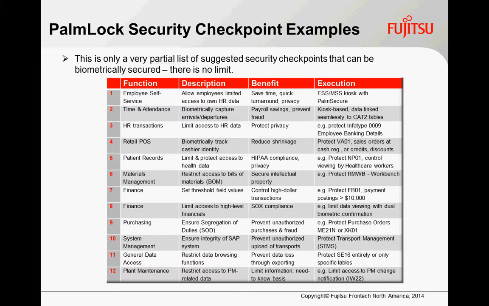Just to go through one specific example in detail, let's talk about item number 5, which is securing patient records. You would probably want to secure not only patient registrations with biometrics, but also any subsequent viewing or editing of those records, whether the patient themselves is doing it or whether it's a healthcare worker. All you need to do is to find out the specific SAP transaction number that corresponds to that activity. In this case, we have NP01, and you build a bioLock security checkpoint to secure it. Please contact us with questions about any of the other scenarios.